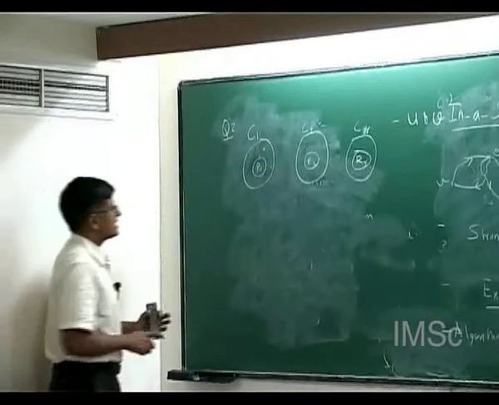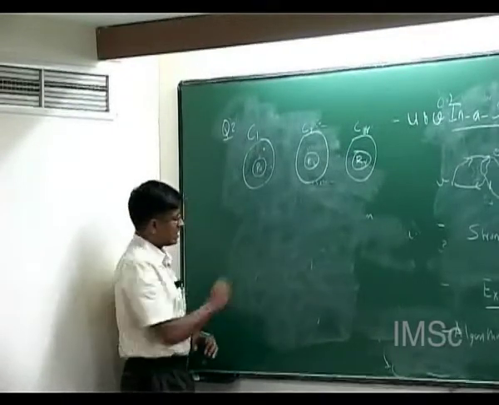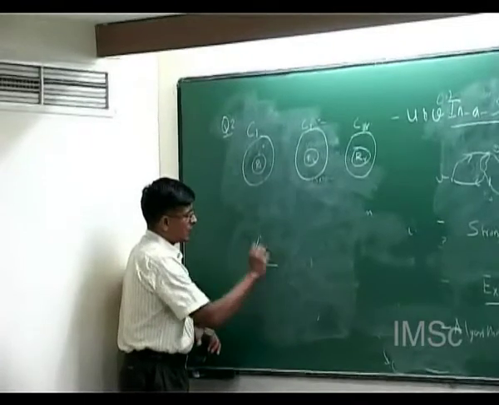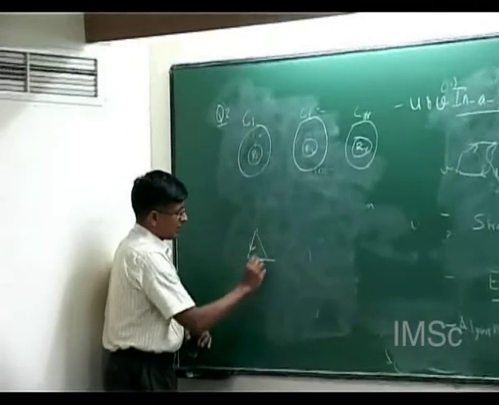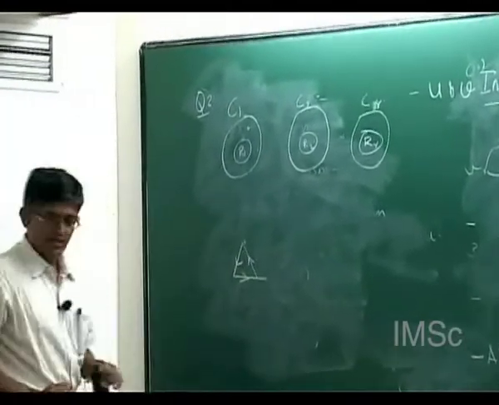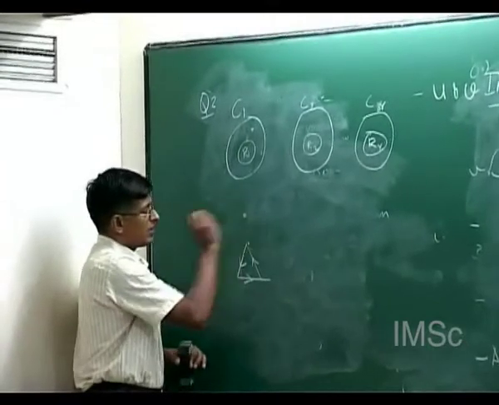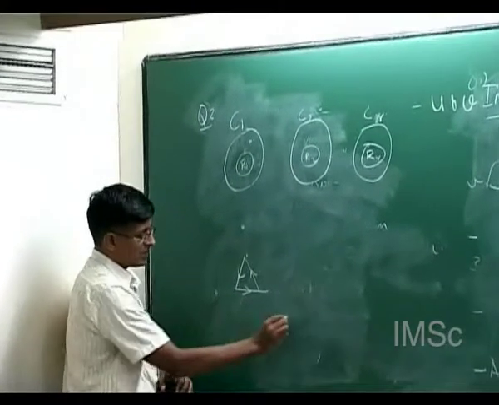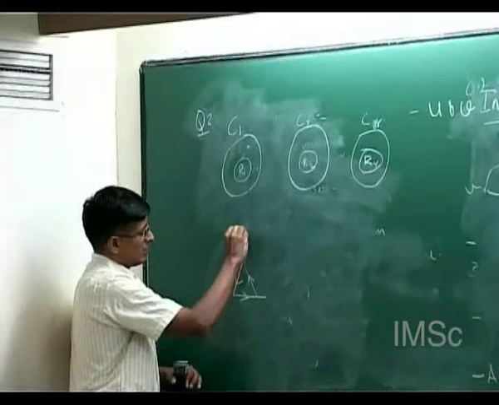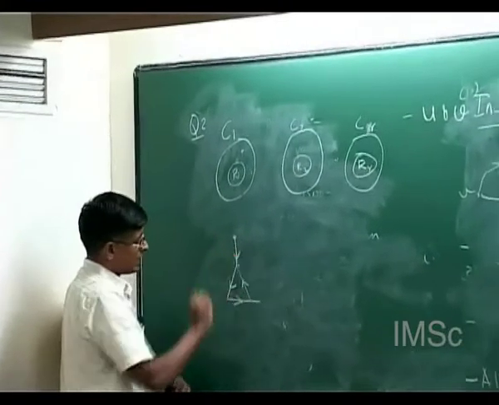So let us just see an example of this thing. Let us just go back to this example. Now you have this vertex, then you have this vertex, and let me add this.